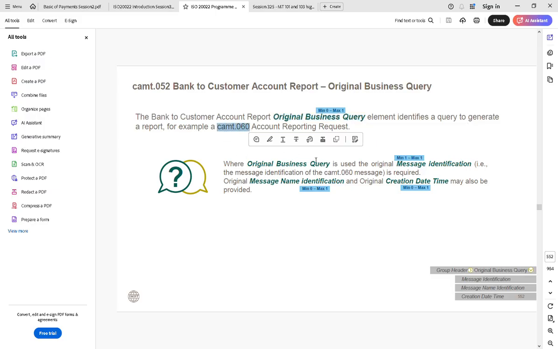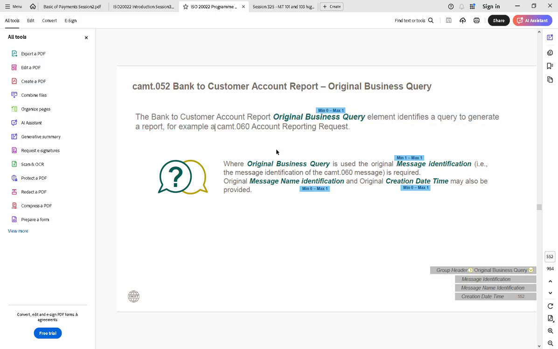CAMT60 is sent, I think, by the account owner to ask me to send the report, and to respond to this, CAMT52 is sent. So this is the original query, this is the report they sent, and to respond to this you have to reply with CAMT52. But don't worry about this part. If you understand how CAMT52 works, that is sufficient for now. Don't get involved in all this stuff.